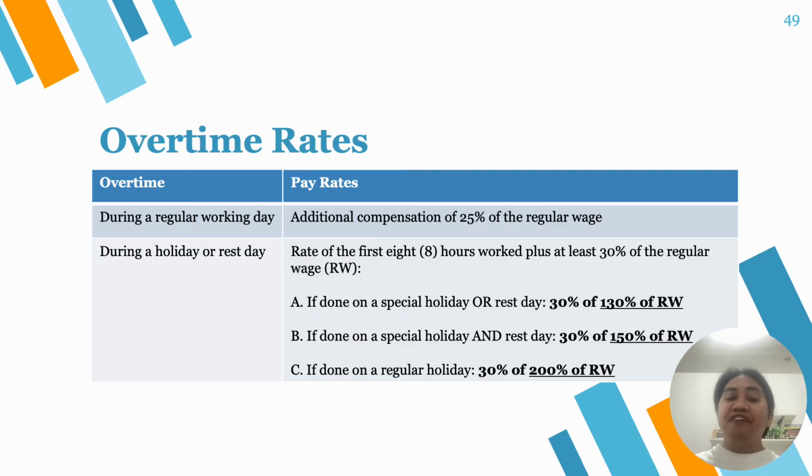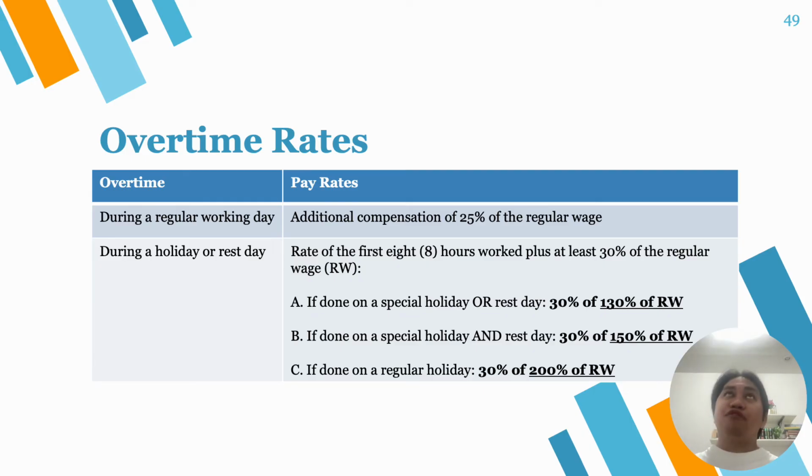However, if the overtime actually happened on a holiday or the rest day, the rate could be a little bit different. So for the first 8 hours, it will be paid again with a premium rate, considering that it's a holiday or a rest day, and then an additional 30% for the excess of the 8 hours. So if it's in a special non-working holiday or a rest day, it will be multiplied by 1.30 and then you multiply again with another 1.30.